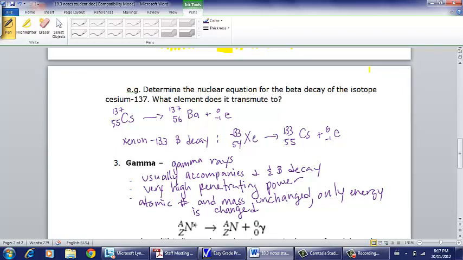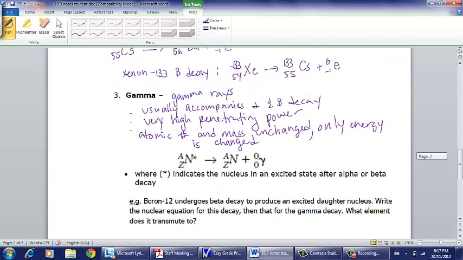So showing here the general equation, we have the parent nucleus, and this little star here indicates that the nucleus is excited, it has some extra energy, and we have the same nucleus after, but it is missing that extra energy, and that energy is being given off as gamma radiation. So no mass, no atomic number change, just gamma radiation.